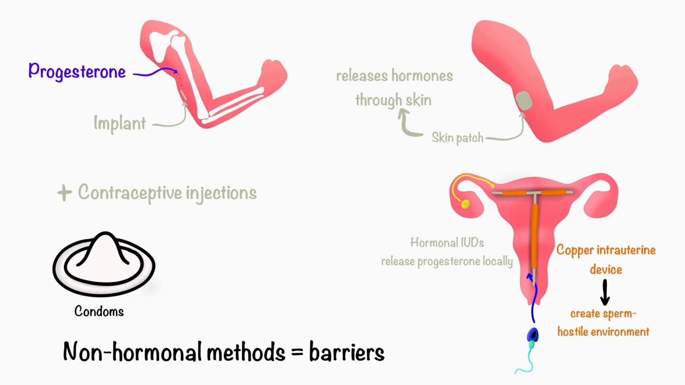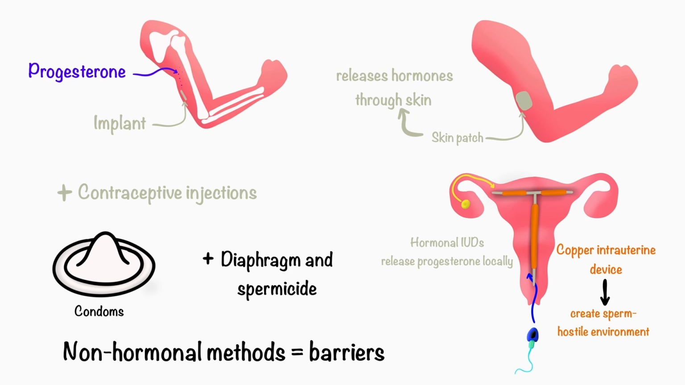Condoms are worn over the penis during intercourse to prevent sperm entering the vagina. There are also female condoms that line the inside of the vagina. Both types of condoms are the only form of contraception that offer protection against sexually transmitted diseases. A diaphragm is a shallow plastic cup that fits over the cervix, forming a barrier.